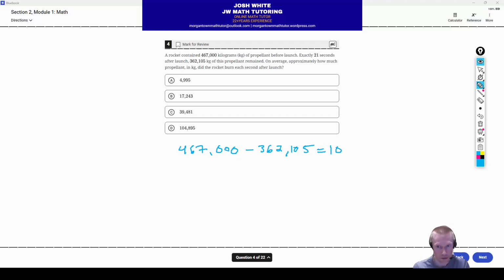That is 104,800. I can't read my handwriting. It looks like it's going to be 95. Now, notice it also asks how much did it burn each second. So this is the total amount that's burned, but we have to divide this by the 21 seconds. So you go ahead and you do that. You can just do it in Desmos or on your handheld calculator. It comes out to 4,995.